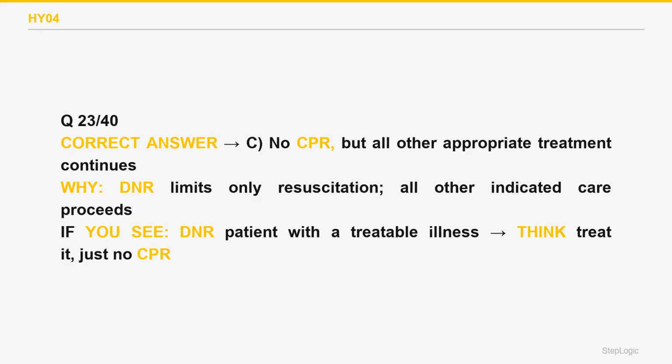Withholding all treatment misreads a DNR as a blanket order to do nothing, when it applies only to resuscitation. Choice B, wrong. Providing comfort care only would be appropriate under a separate comfort care order, not simply because a DNR exists. Choice E, wrong. A DNR means no CPR, but all other appropriate treatment continues.